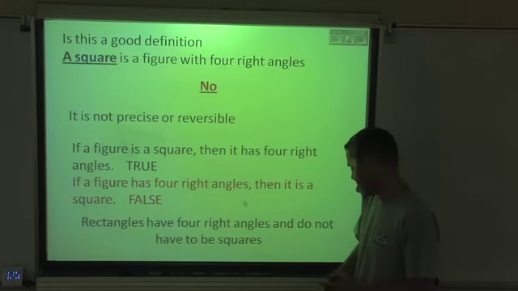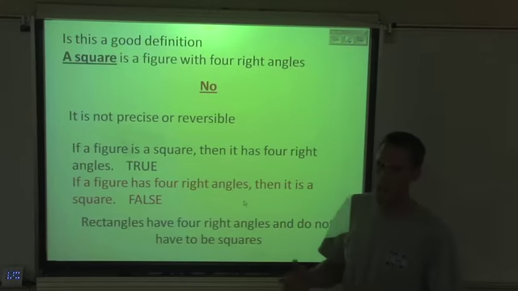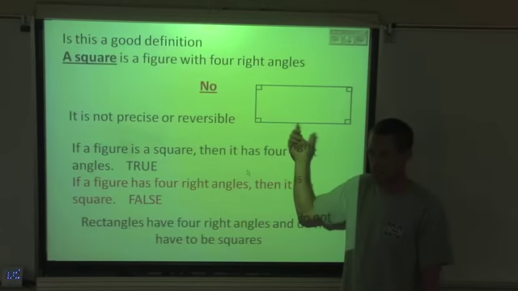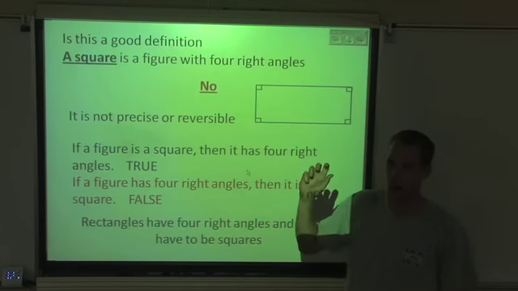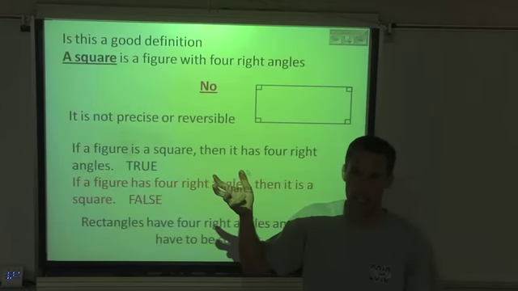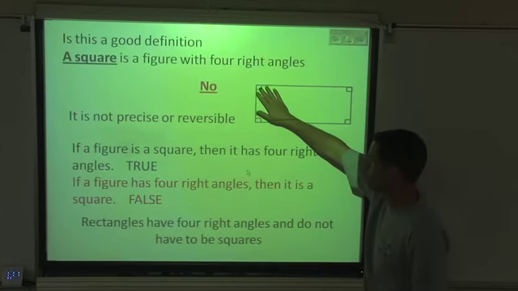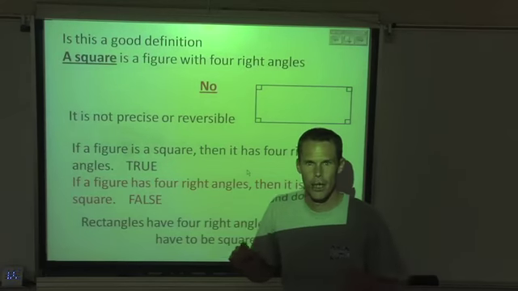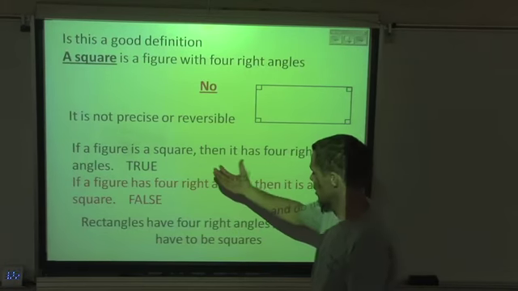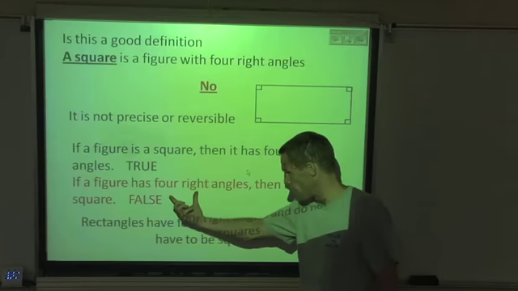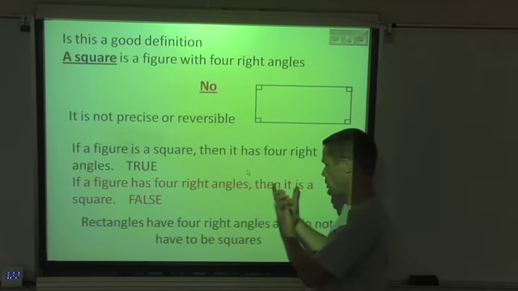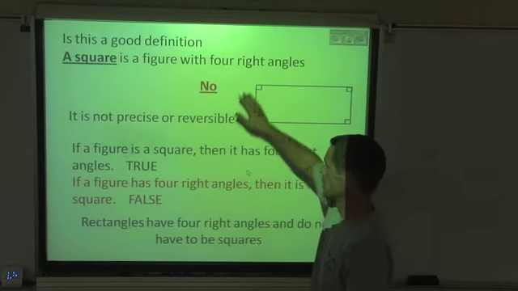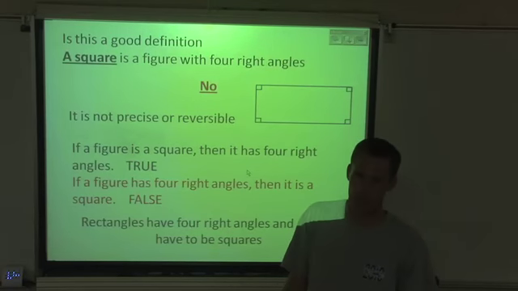Rectangles have 4 right angles and do not have to be squares. Here is a rectangle. This is not a square. Not all 4 sides are congruent. We have 1, 2, 3, 4 right angles, meeting the condition that we thought, if a figure has 4 right angles, would make it a square. But it's not. This is not a good definition.